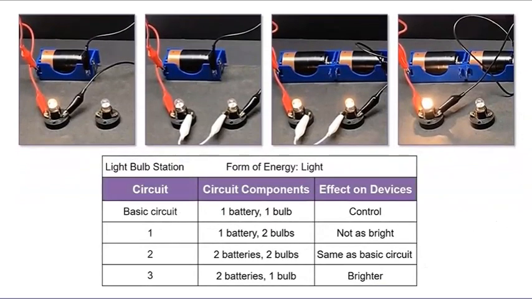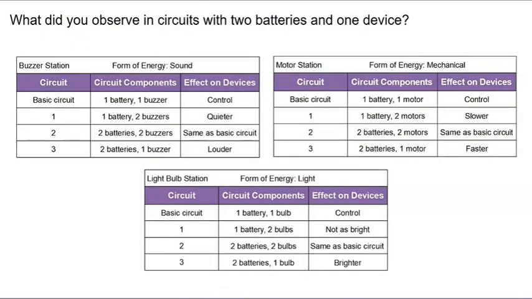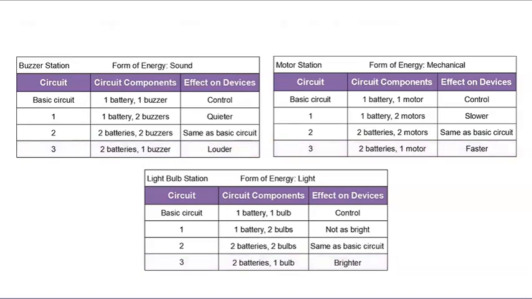Hey, I'm starting to notice a pattern with our data. Are you? What did you observe in circuits with 2 batteries and 1 device? Did you observe that when we use more batteries than devices in a circuit, the devices can transform more electrical energy into another form of energy? I did too. I observed that the buzzer was louder, the motor was faster, and the bulb was brighter in the circuits with 2 batteries and 1 device.